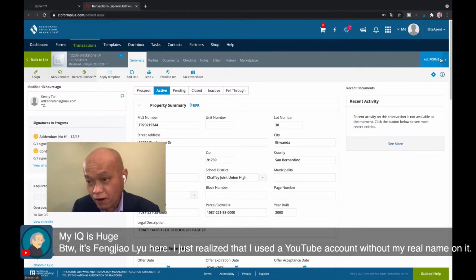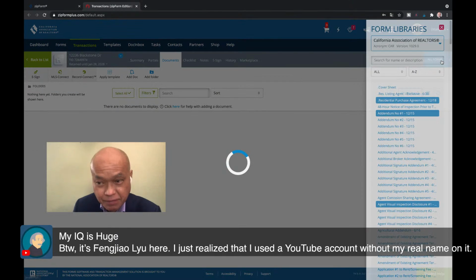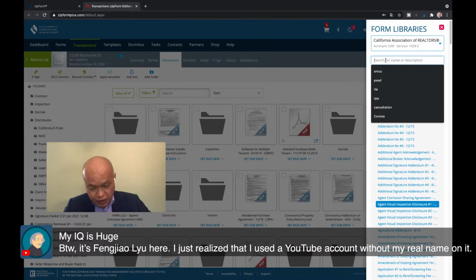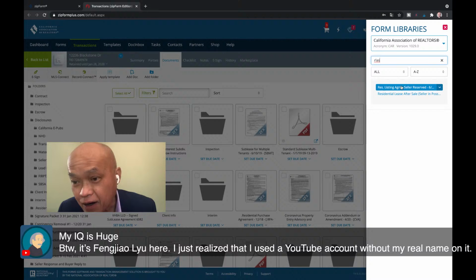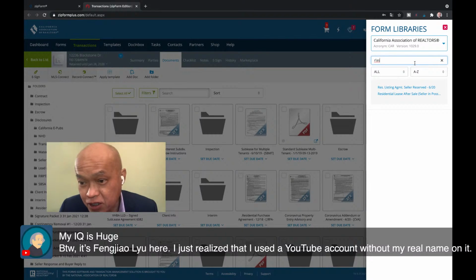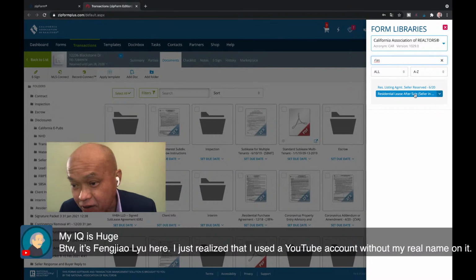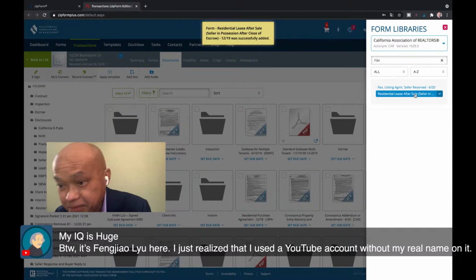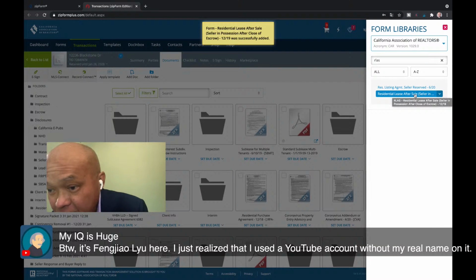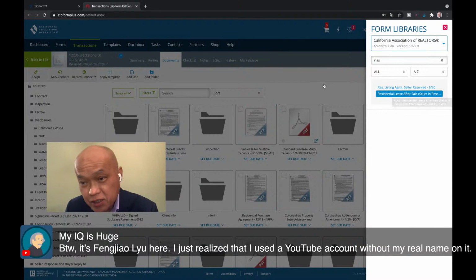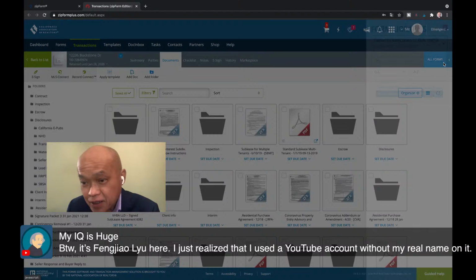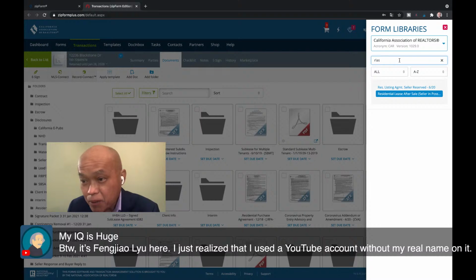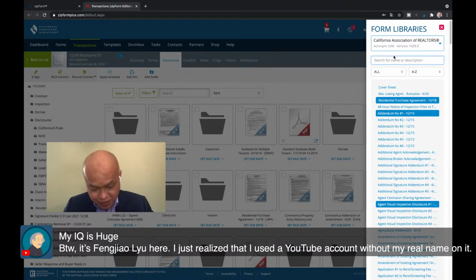The two forms are, first, the one I introduced last week, residential lease after sale. That's the one, right? Okay, good. And then the second form you're going to need is called the MIMO form, move in, move out. I'll explain why you need move in, move out.